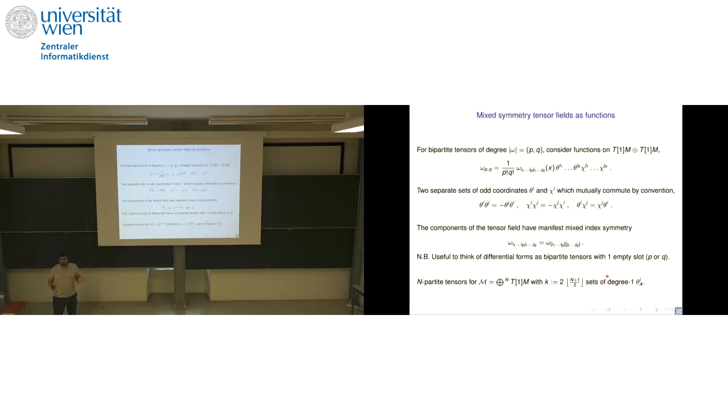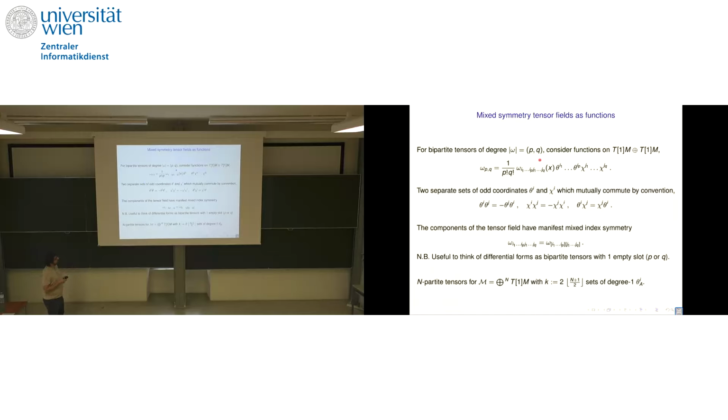So then we ask what happens for mixed symmetry tensors. And here I will concentrate on so-called bipartite tensors. These are tensor fields that have two sets of coordinates which are antisymmetric in each set, but not across sets. So essentially, they correspond to representations of the general linear group that have more than one column as a Young tableau. So in particular here, two columns.